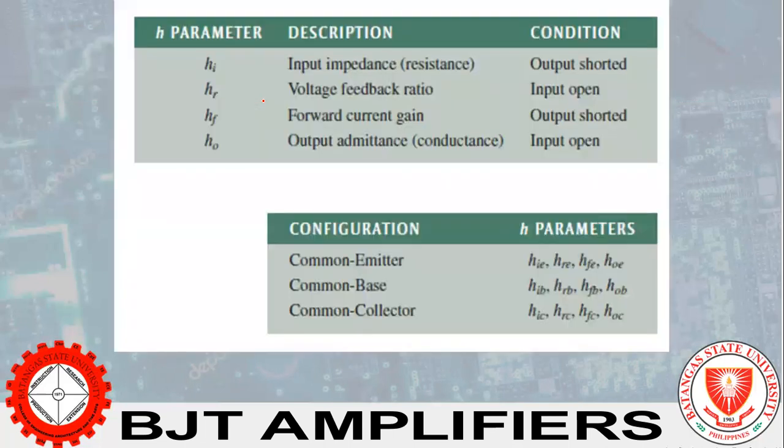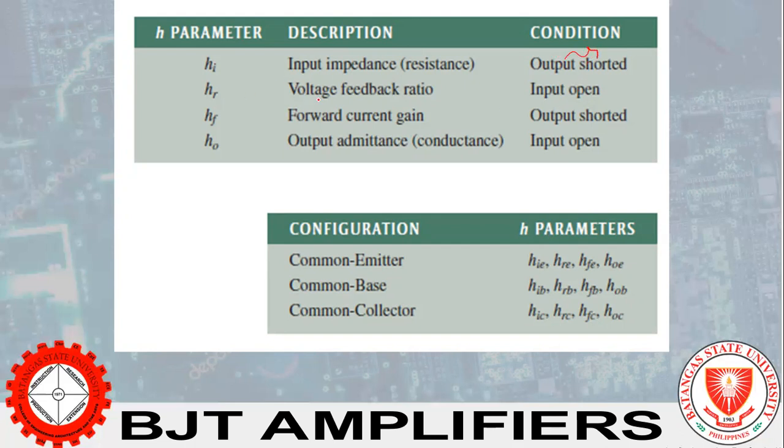Okay? So aside from R parameters, we also have H parameters. So for our H parameters, we have HI, HR, HF, HO. Siya ay impedances and admittance. So pag HI, yung HI natin, input impedance or resistance. So condition niya, usually ang output niya ay shorted.